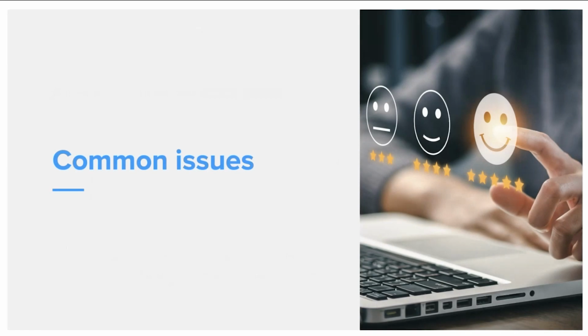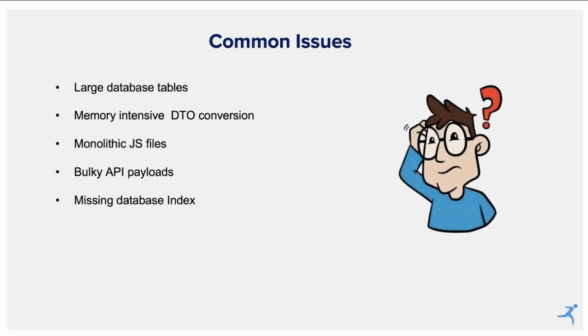Let's look at some of the common issues that could impact the performance of a system. As the system grows, the most common problem we see is large database tables. The next one is memory intensive DTO conversions. The DTOs, or data transfer objects, are useful in transferring the data between different layers of our application. But if they are not handled properly, this could be very memory intensive.